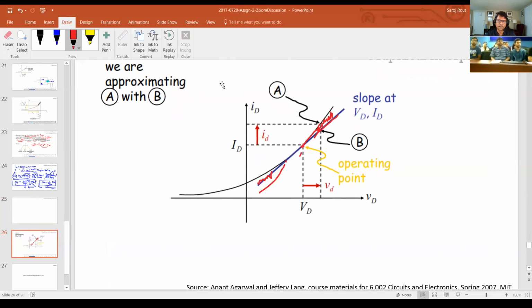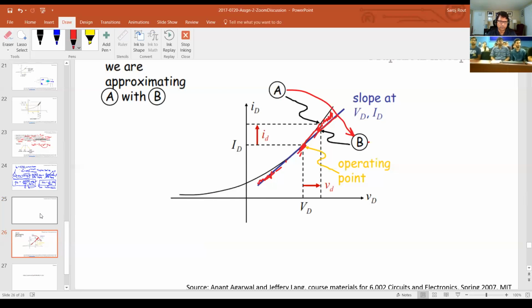Okay, sorry, let me erase this one here. So essentially what we've done is we have taken this curve A and approximated it with B. It's only valid for small v, and this is the reason it's valid. As you go further away, your error starts increasing. And as I said, depending on your circuit, that error can be tolerable or not tolerable, right?